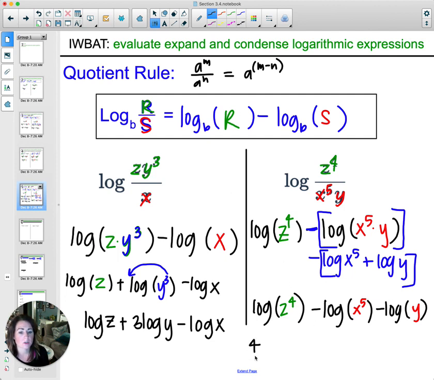Then you just need to do your power rule. So bring that 4 down. So 4 times log of z minus, bring that 5 down. So 5 log of x, and then minus log y, and that would be your final answer.